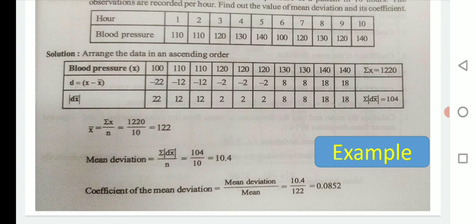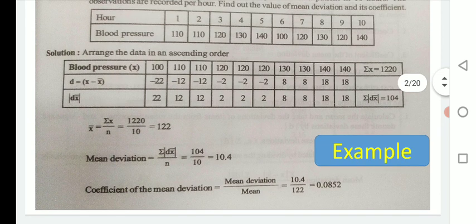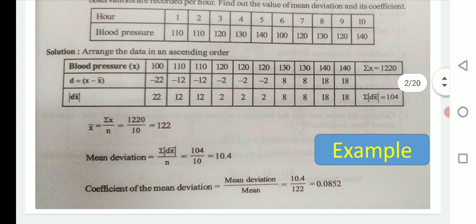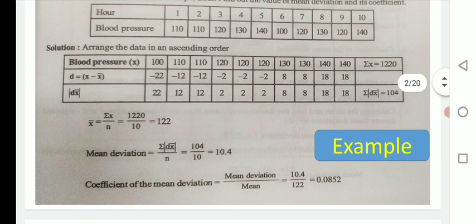So the second step in this problem is to calculate x bar, that is the mean. We have studied in previous classes how to calculate mean. Mean is calculated by summation x upon n. We have already made the summation, and that is 1220, and the number of observations is 10. So our mean is 122. Okay, so our mean is 122.